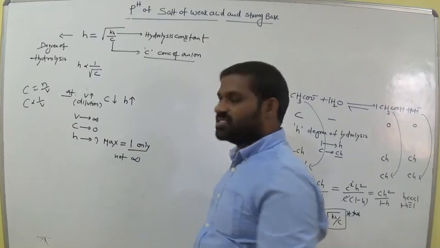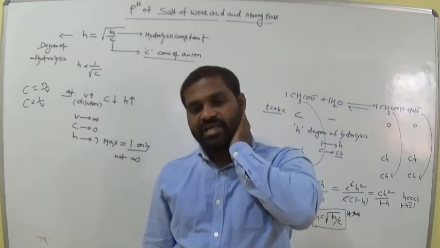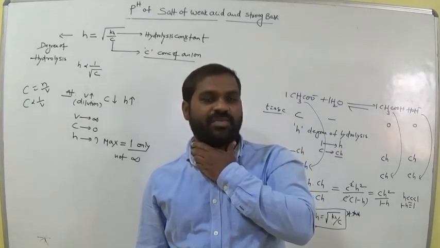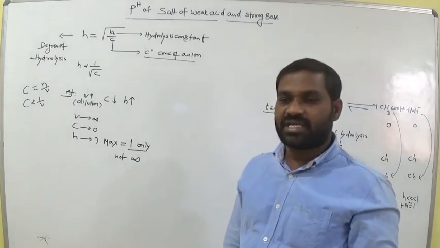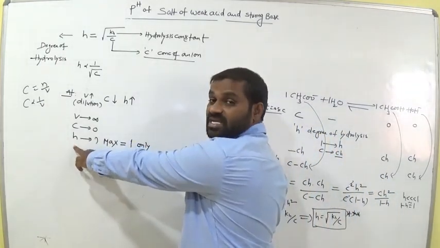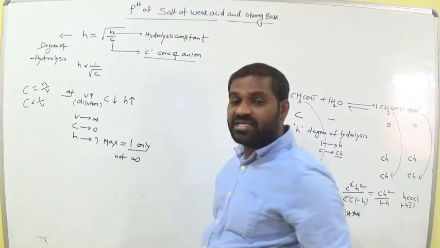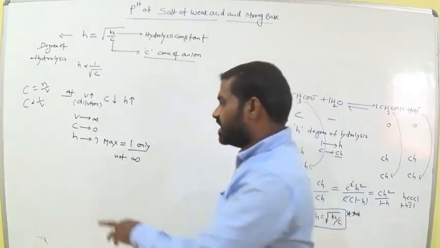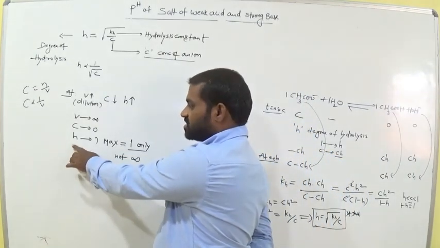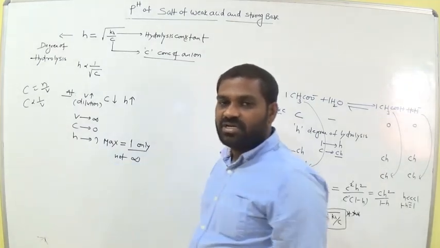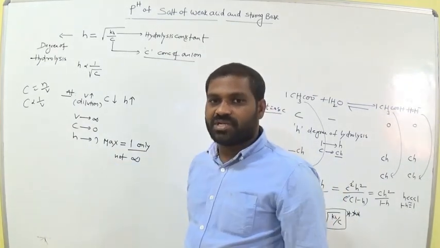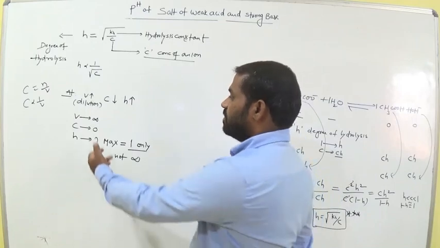So h maximum is 1. We already discussed the concentration of weak acids and weak bases, Ka and Kb. In those cases we consider alpha, am I right? The degree of ionization or degree of dissociation is alpha, but in this case we consider h. Okay, remember this. This is the concept of Ostwald dilution we already discussed. Okay, so remember this point.